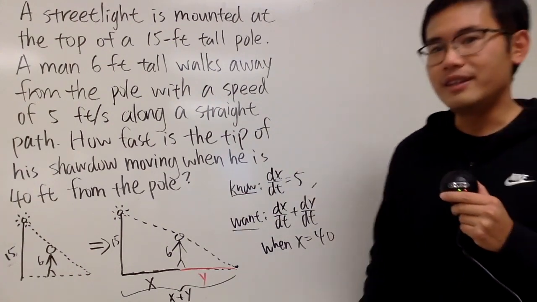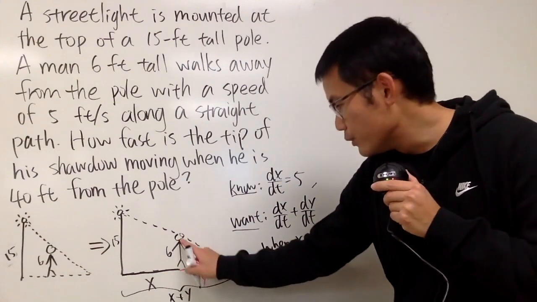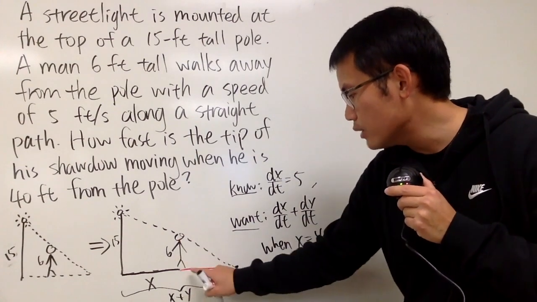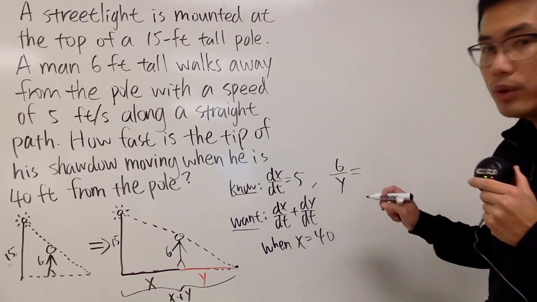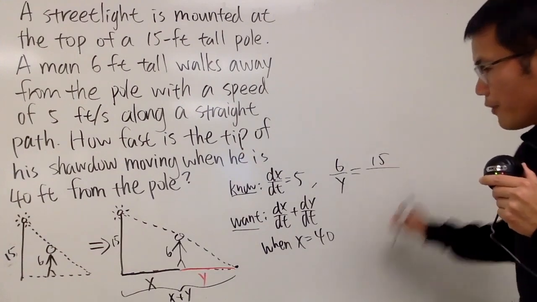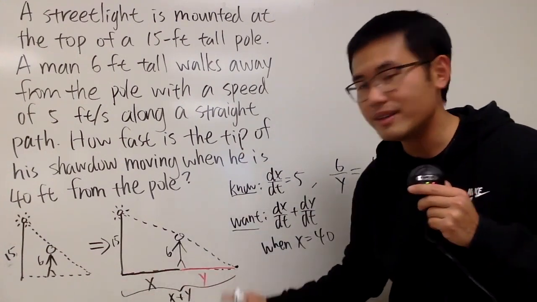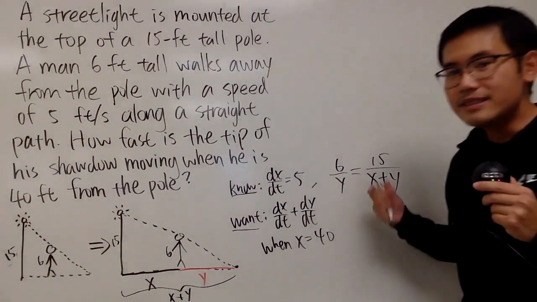Now we still need an equation. Similar triangles, as I said. If you look at this triangle, I'm going to do this over that. So that means 6 over y has to be equal to this, which is 15, over the whole thing, namely x plus y, like this, right? So this is the equation that we can use.